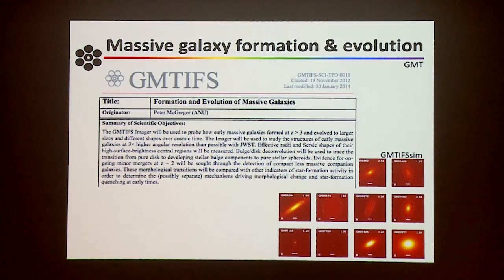Another case that has been in the GMTIFS argument since the very beginning is studying the formation of the most massive galaxies. Here's an extract from one of the first things that Peter McGregor wrote, in fact, for the GMTIFS science case, way back in, this version is 2012, but in fact I think he wrote the original one in about 2010 or thereabouts. And it's looking at how the really massive galaxies form at redshifts greater than 3.